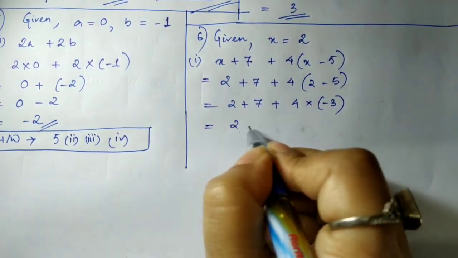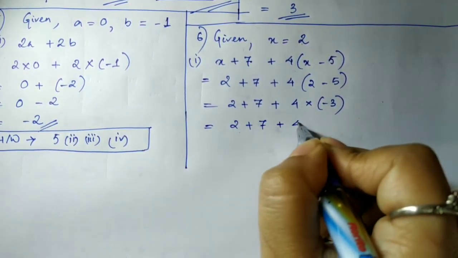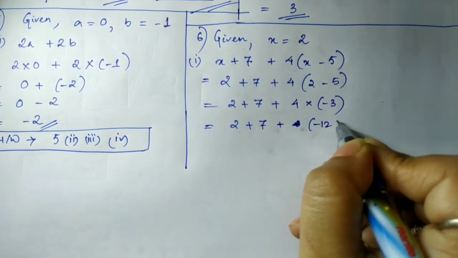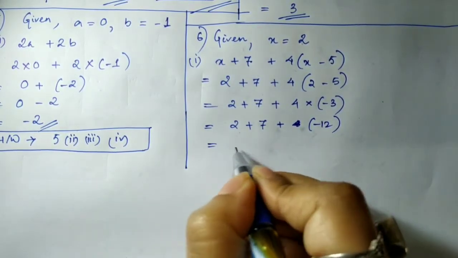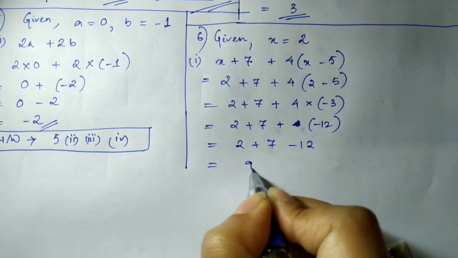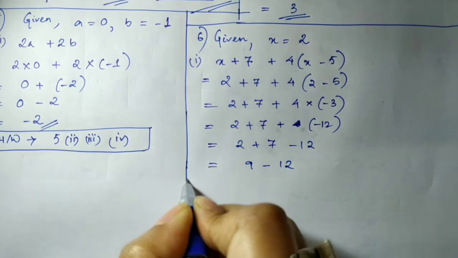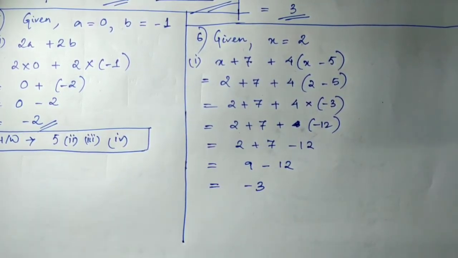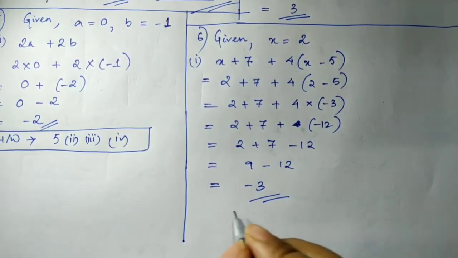So 2 plus 7 plus 4 into minus 3, which will be how much? Minus 12. 4 threes are 12 and the minus sign. So 2 plus 7 plus minus 12. 2 plus 7 is 9, minus 12. So 9 minus 12 will be how much? Minus 3. So this is your solution. You have to just solve it and find out the solution.